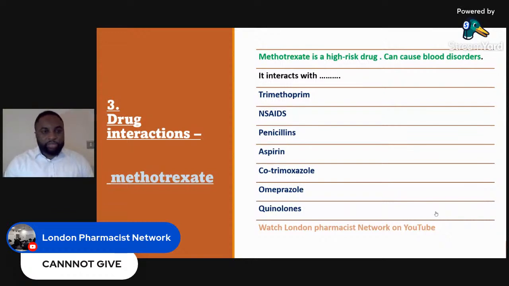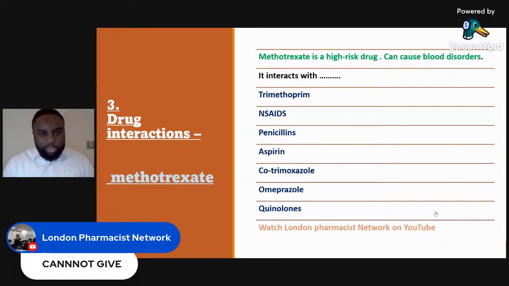Methotrexate can also interact with PPIs like omeprazole. Omeprazole would interact with methotrexate, so we can go for alternatives. Alternatives would be things like lansoprazole, for example. That would be a better option than omeprazole.